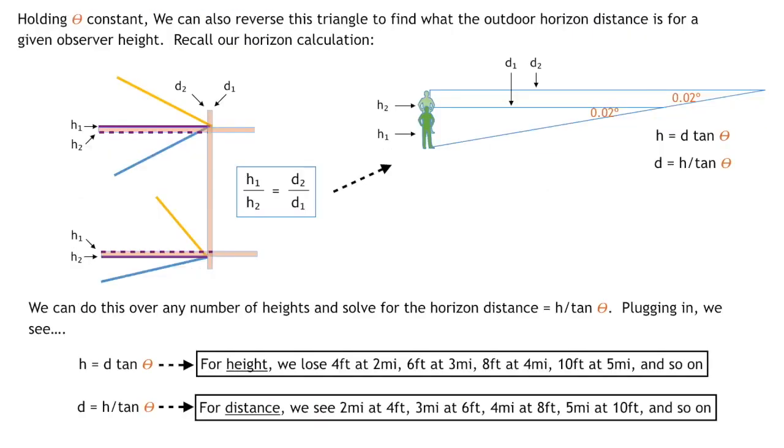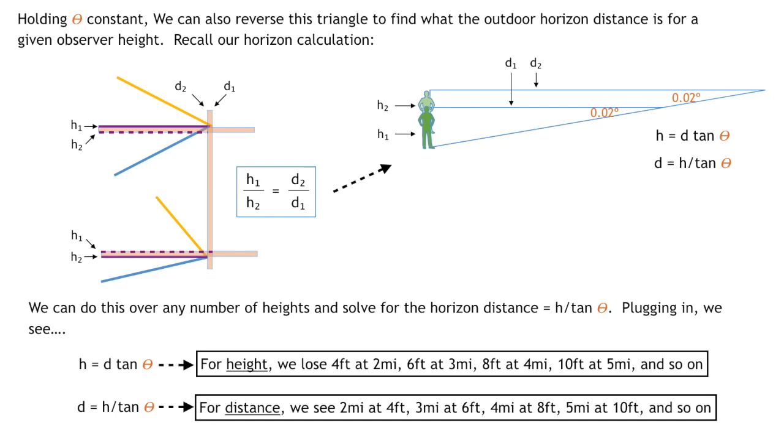So holding theta constant, we can also reverse this triangle to find out what the outdoor horizon distance is for a given observer. So I just reversed the triangle around, and now the object height is our eye height, and we want to solve for the distance d at which we can resolve something. So recall our horizon calculation. We have our diagram here where h1 over h2, the ratio, is equal to d2 over d1, and those are held within the same angle. They are roughly approximating the same theta angle.